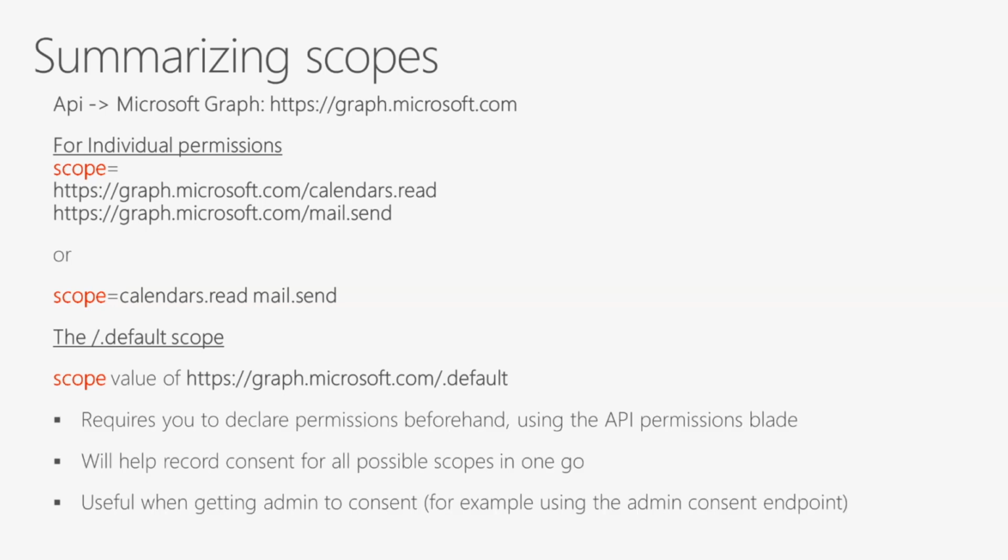Okay, and this also helps you to record all consent in one go. So let's say you need the tenant administrator to come in and consent for all the permissions. If you use the default scope, they would be able to consent for all permissions in one go. It becomes a little clumsy if you are using dynamic consent, because the tenant admin has to go through all of those scenarios which will trigger consent before they can finish consenting for all the scopes that you will eventually need.